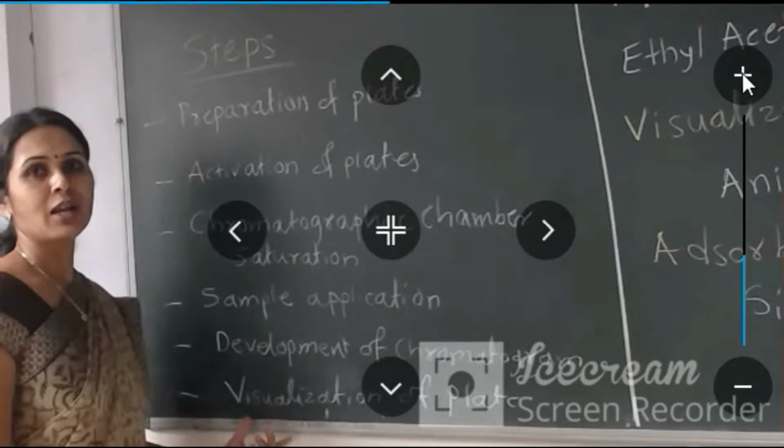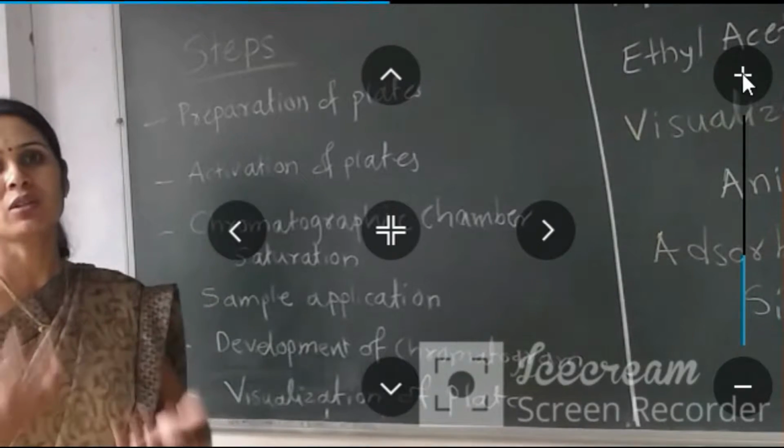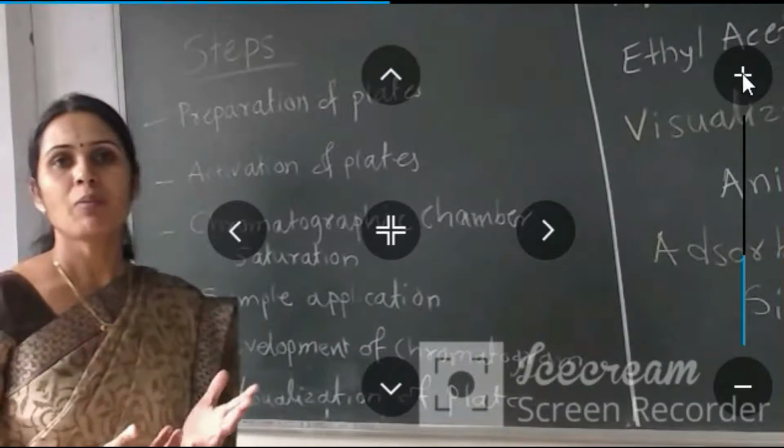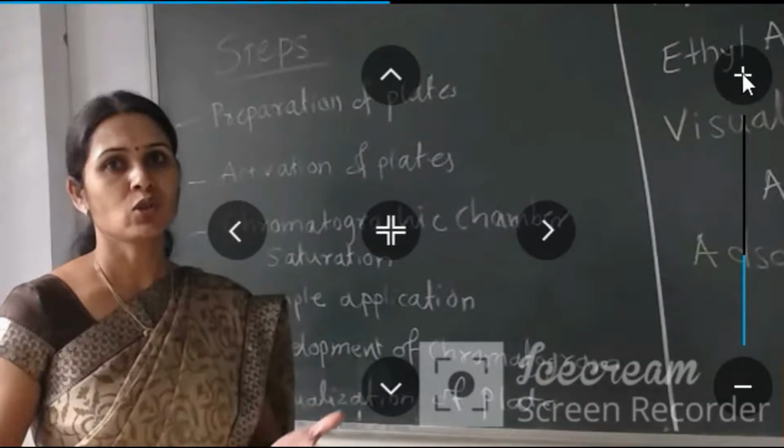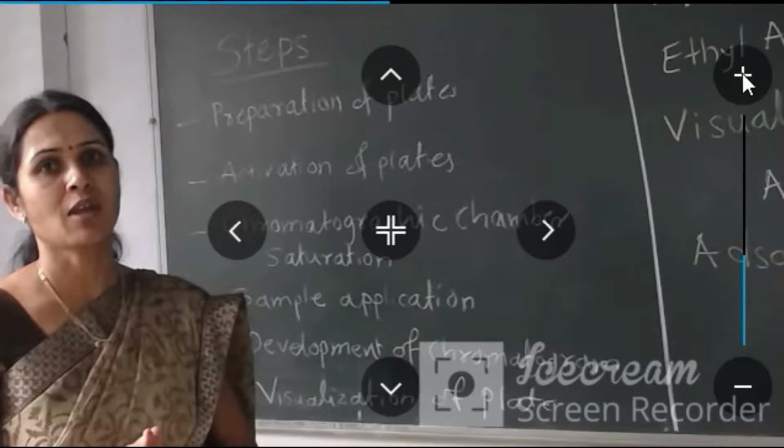And after that you are supposed to spray it with the visualizing agent and keep it again in the oven, or whatever may be the prescribed procedure, till the visualization or colored spots of the sample appear.